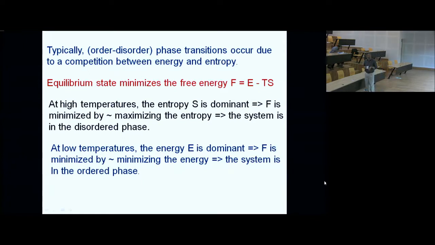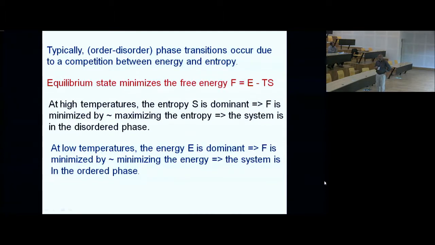Whereas when this temperature becomes small, the importance of this entropy becomes somewhat less. And then one wants to minimize this energy. And energy minimization typically involves going to a more ordered state, whereas maximization of the entropy corresponds to going to a more disordered state. So the relative importance of these two is controlled by this temperature.